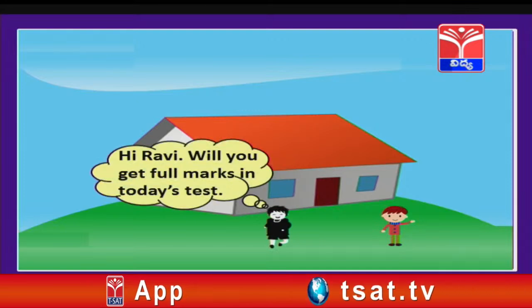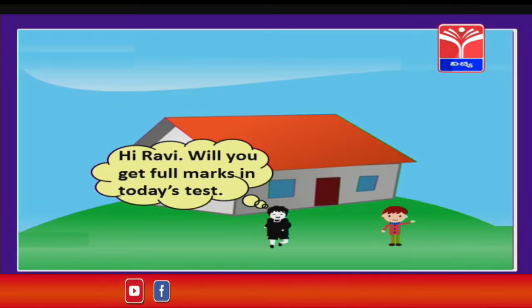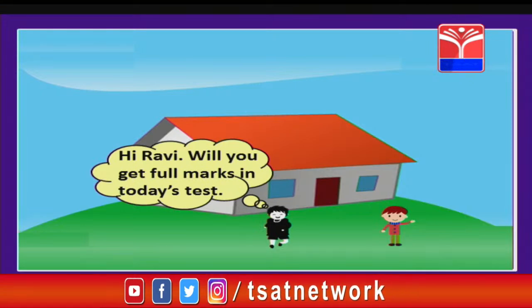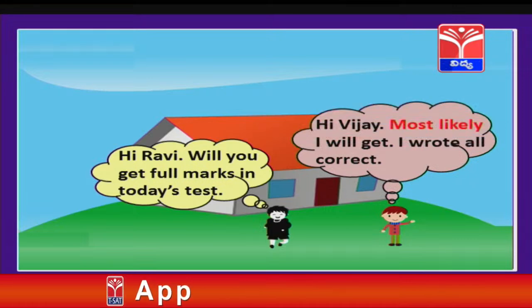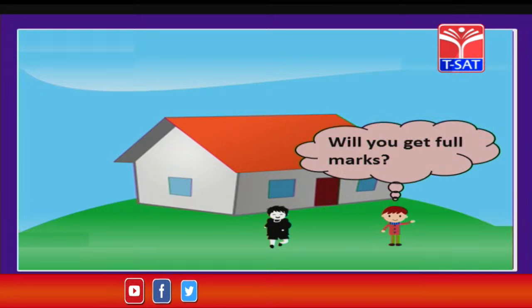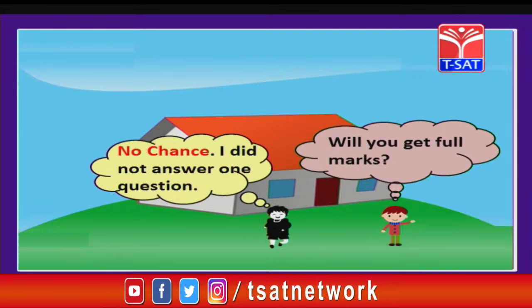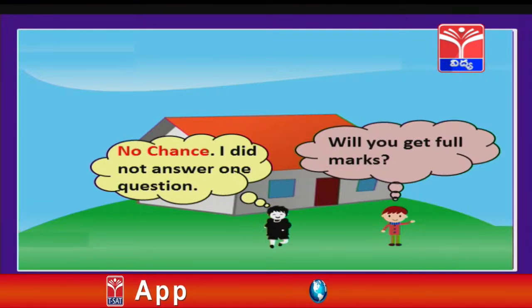Here Vijay asked, will you get full marks in today's test? What Vijay is actually doing is asking Ravi whether he will get full marks in the test which was conducted in the school today. Ravi replies, most likely I will get, because I wrote all correct answers. Then Ravi asks Vijay, will you get full marks? Vijay replies, no chance. I did not answer one of the questions. So he is telling that he is not going to get full marks as he could not answer one question.